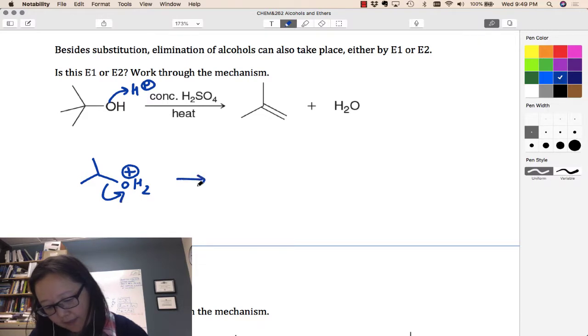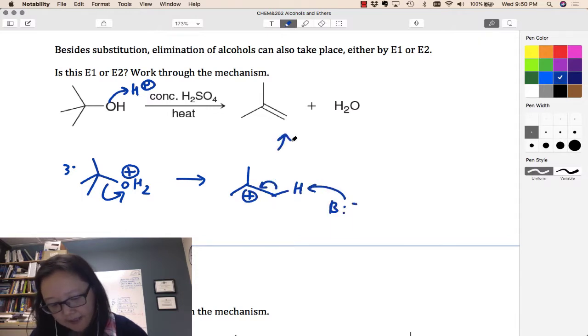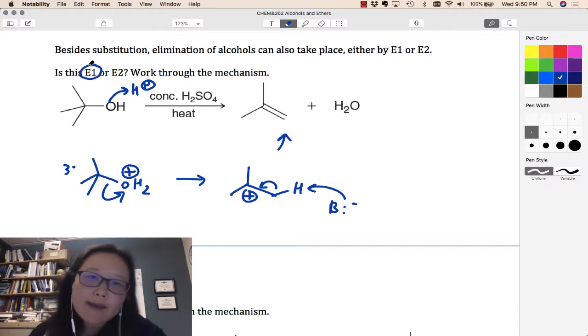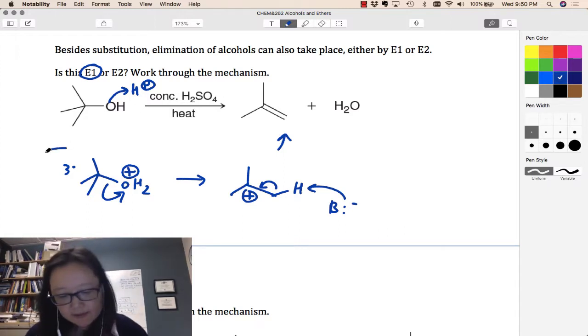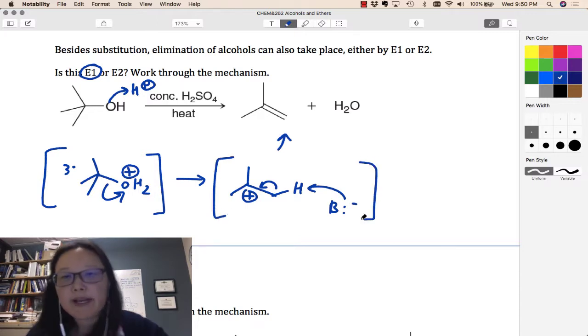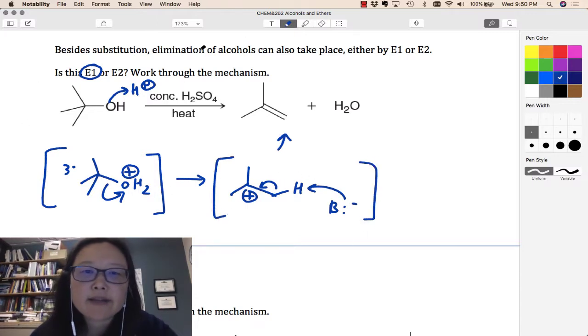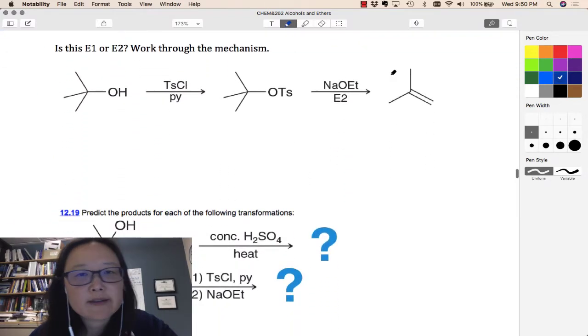This is going to leave, because this is tertiary, I can have a tertiary carbocation and then elimination this way, like that. So this is actually considered E1 because I don't have a strong base in solution. It doesn't all happen at the same time. It's in steps. So first the protonation, second the leaving group leaves, third the carbocation gets attacked, so the carbocation intermediate. So that's a unimolecular reaction.